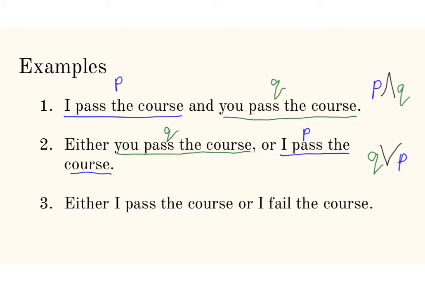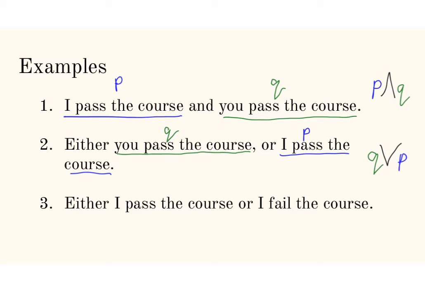Now this last one, we're going to just read it first before we try to translate it into symbols. Notice it says, either I pass the course or I fail the course. Notice that both of these are exclusive to each other. You can't pass the course and fail the course. It's not possible. It's kind of like when you're asked, do you want fries or salad with your meal? Like, you want fries or you want salad, but not both. You can't have both unless you want to pay extra or something.